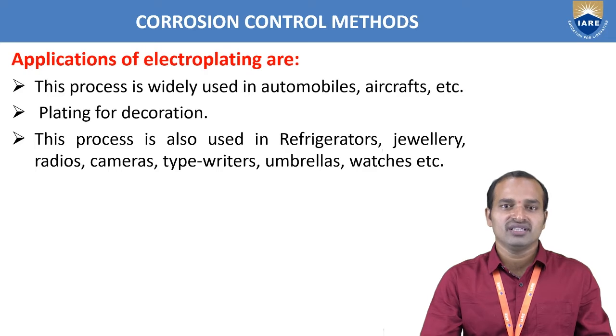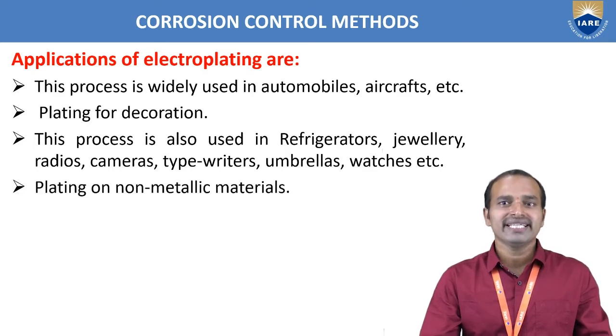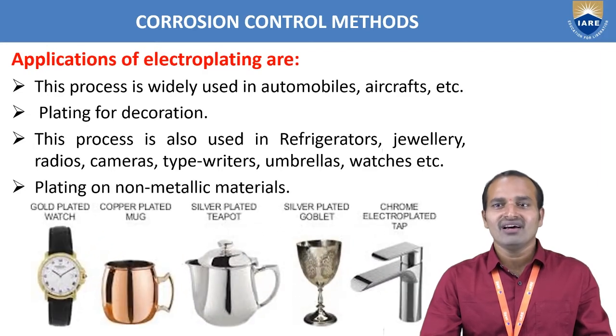For jewelries, that means ornaments, we give rolled gold ornaments. On the metals we give gold coating, silver coating or copper coating. On refrigerators also it is the same: on the articles we give copper coating or nickel coating. There is also plating on non-metallic materials. So these are all the articles to be electroplated.